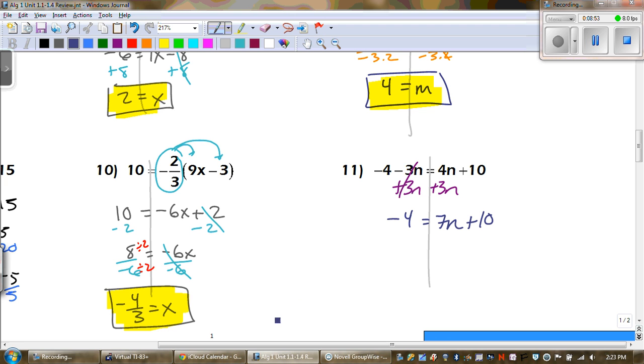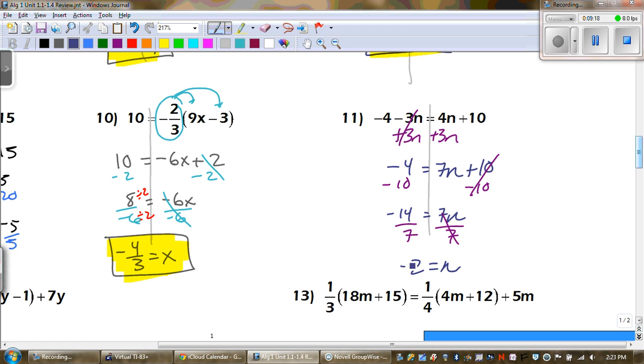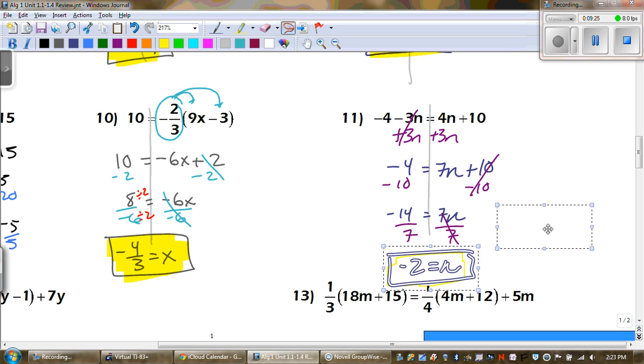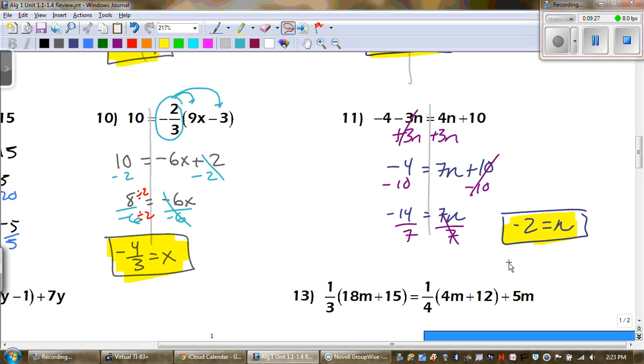Next step would be to subtract 10 from both sides to cancel out the 10, and you get negative 14 equals 7n. To get the n by itself, we divide both sides by 7. And our final answer is negative 2 equals n. Okay? I'm just going to move that so it's right there. So negative 2 equals n.